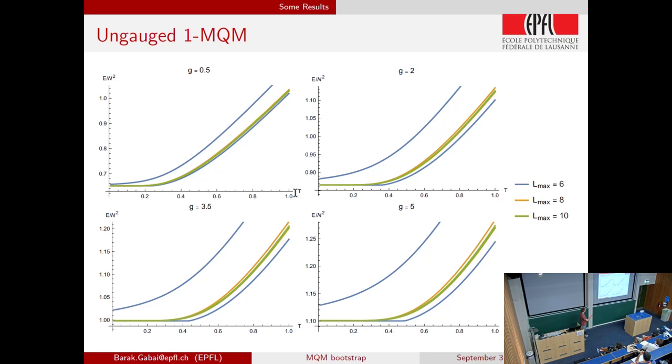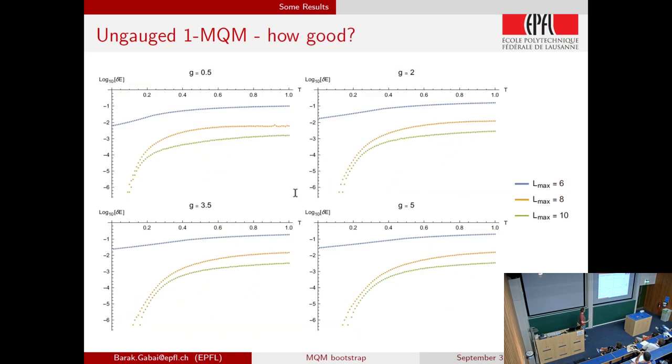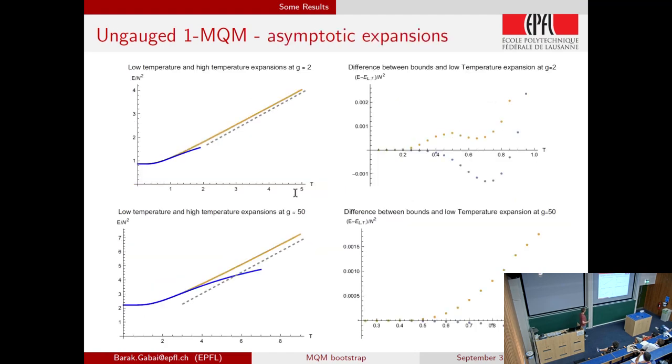So the green lines are at length truncation 10. Here we see that the results are good to 3 digits, something like this. There's a log plot, but maybe I won't say more about this. These are again the results from level 10 truncation compared to what we can do analytically, which is large temperature and low temperature expansions.